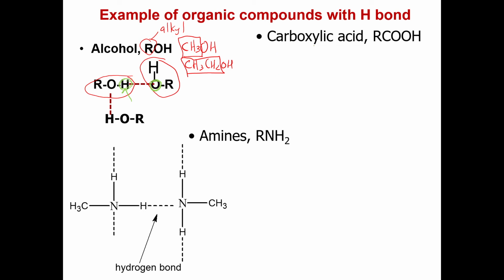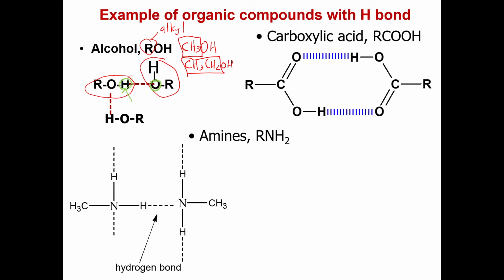So in carboxylic acid, the general formula is RCOOH. This is the same, R refers to the alkyl group. Okay, so we have two hydrogen bonds. The first hydrogen bond is between the oxygen in the first carboxylic acid and the hydrogen of the second carboxylic acid. Because this one also has an OH ending, this second one is another hydrogen bond. So there are two hydrogen bonds here.